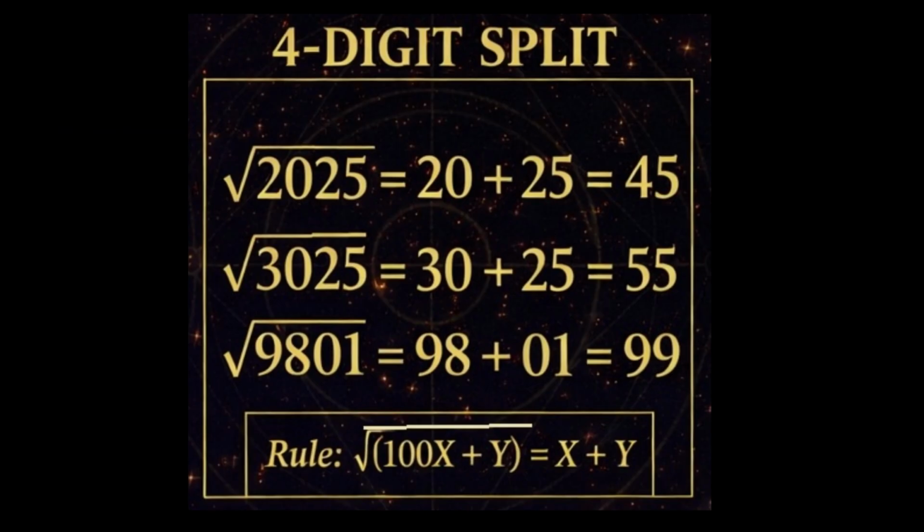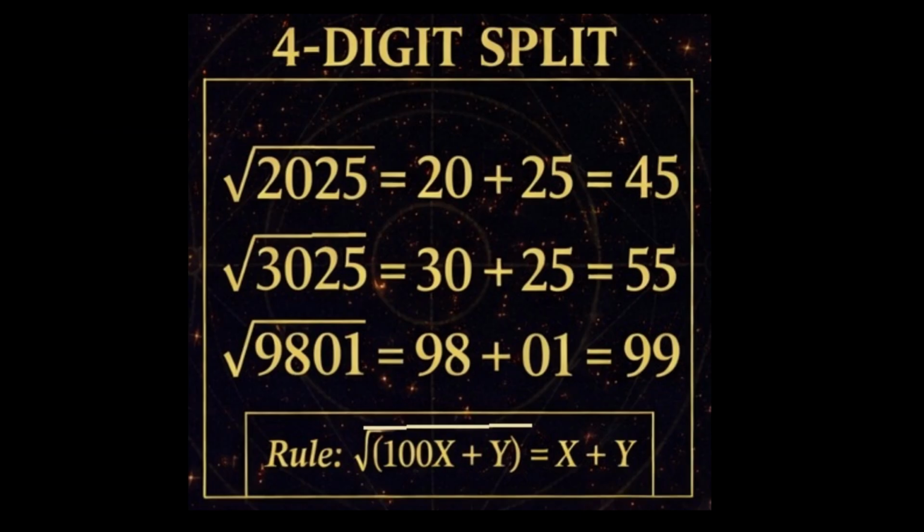Try one more, 3025, the square root is 55. And if you split it down the middle, 30 plus 25 is 55. Again. How about 9801? Its square root is 99, and if you split the number down the middle, 98 plus 01 is 99. Unbelievable. These aren't accidents. These are lucky roots. And they go far deeper than you might expect.